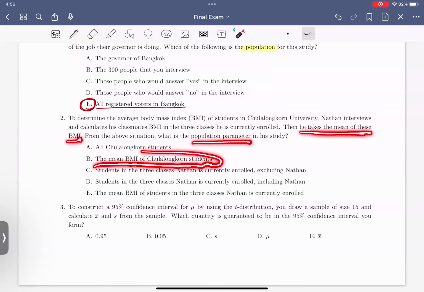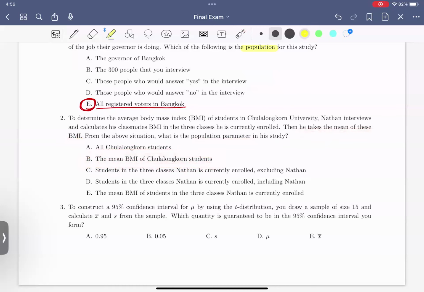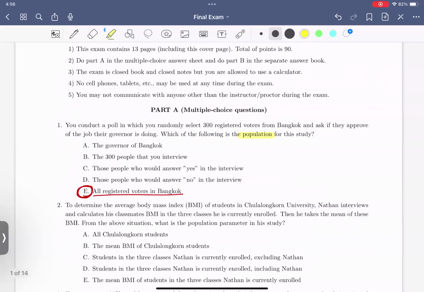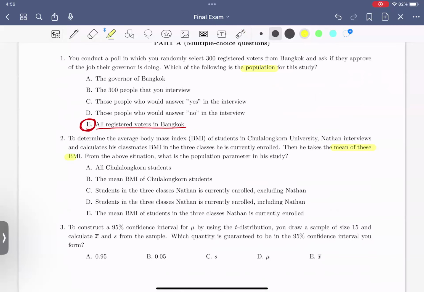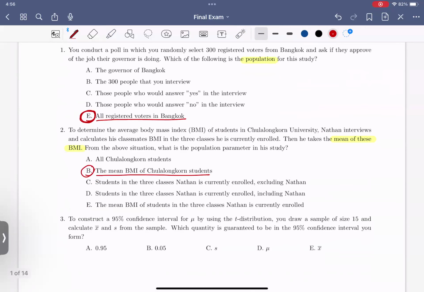It must be choice B, because they give you that the mean of BMI here is just a statistic, which you use to estimate the population parameter. The parameter is the mean BMI of Chulalongkorn students. This is the answer for this question. All right. Question 3.